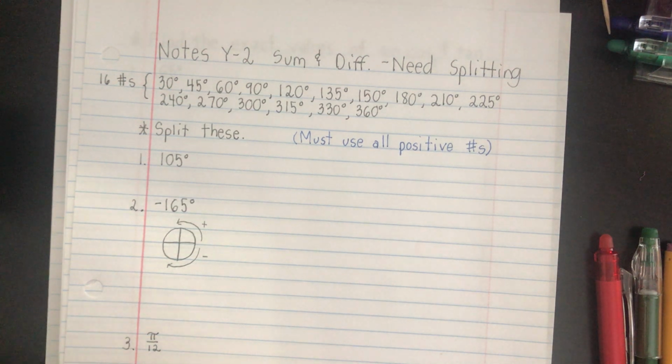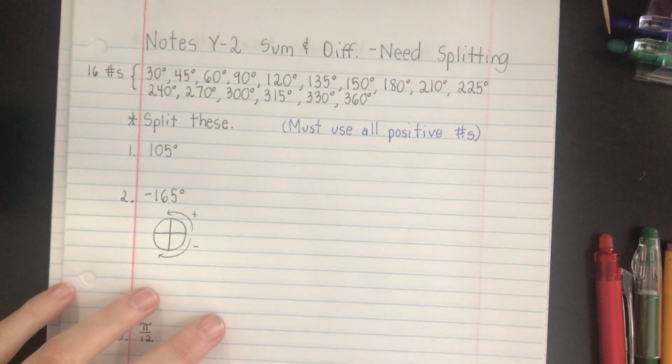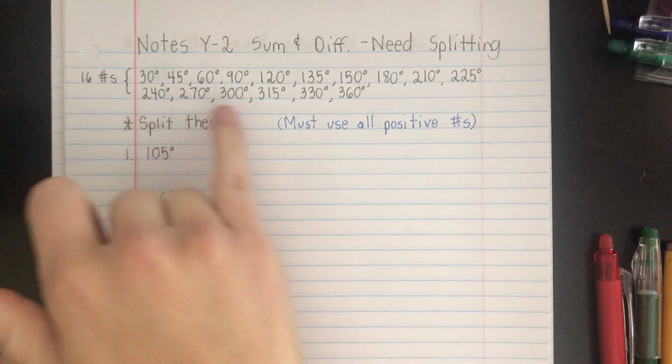Looking at notes Y-1, sum and difference formulas, but we will need to do the splitting. In Y-1, the angles were already split for us. So when dealing with sum and difference, you're going to want to use degrees, because dealing with radians is much more difficult. Fractions and finding common denominators take a lot more time and effort. So we're going to use degrees.